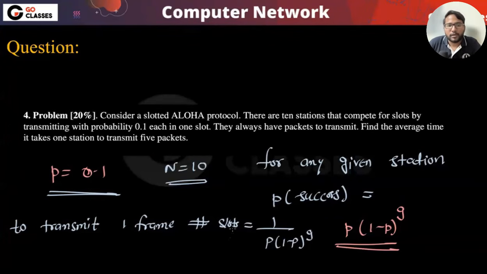Now they are saying if you want to transmit five packets, then how many slots or how much time will you be needing? On average, you will be needing this many slots, or this much transmission time. So for 5 frames, you will be needing this much, right? These many slots. That's all. That's how you can solve this question.